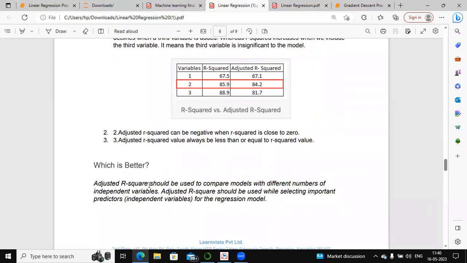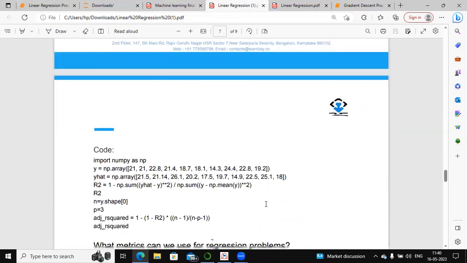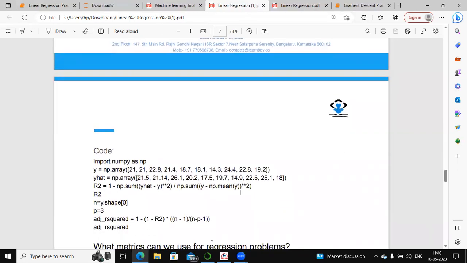So which is better? Adjusted R square should be used to compare models with different numbers of independent variables. This you need to keep note of, because it will be able to find out the insignificant independent variables that are present. Adjusted R square should be used while selecting important predictor independent variables for a regression model. So this is all about R square and adjusted R square.